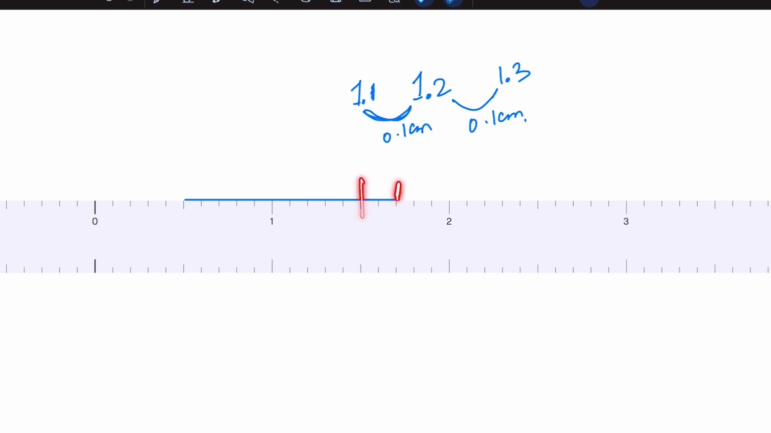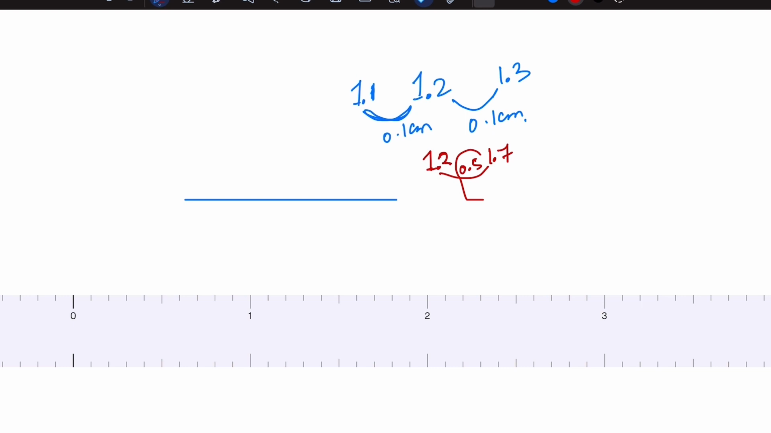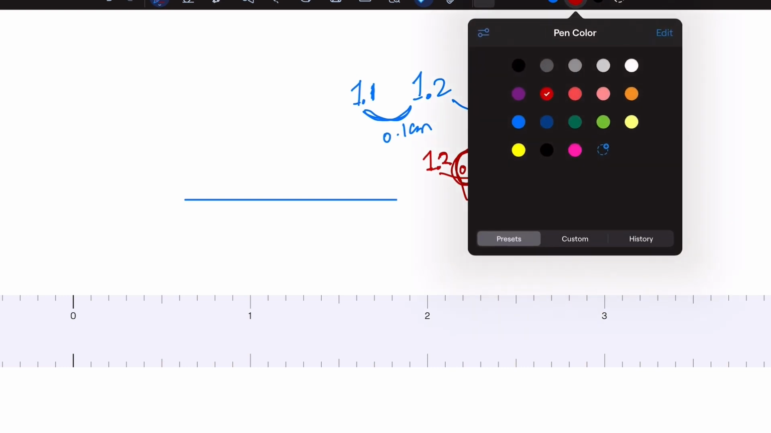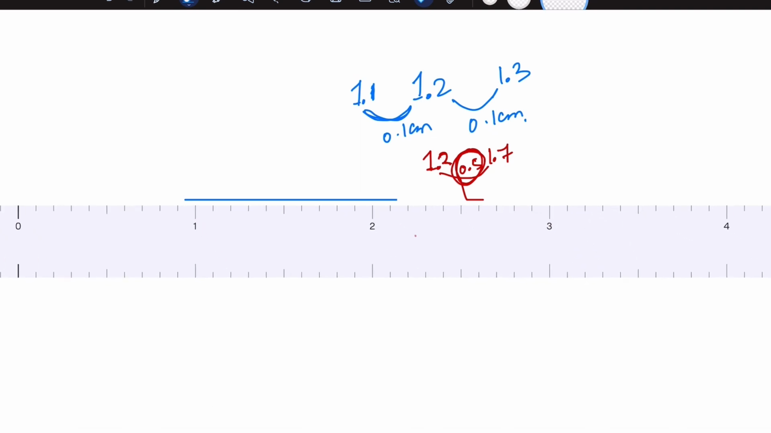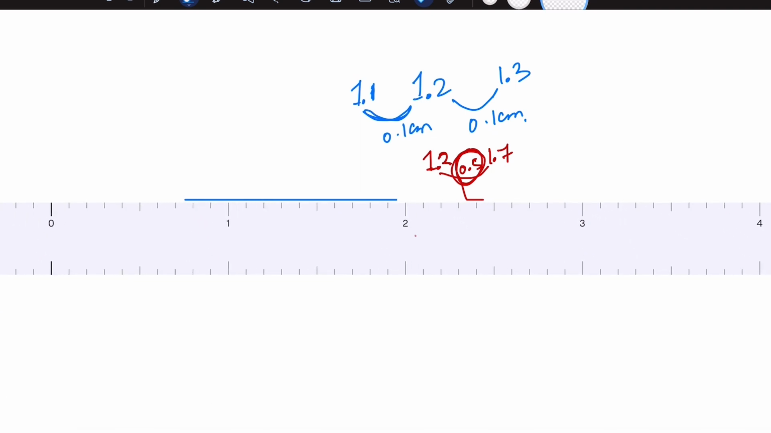Then you get 1.7, and your measurement is 1.7 instead of 1.2. What is the gap here? 0.5. That's a huge error. Or you did it like this: you misplaced the 0 mark.